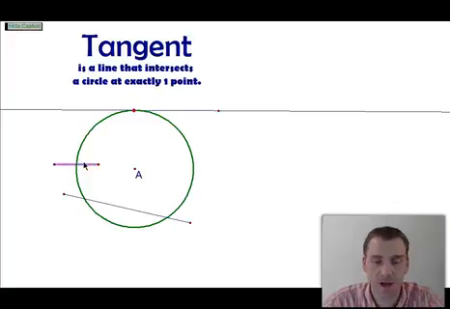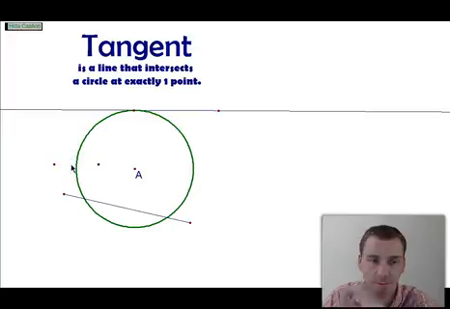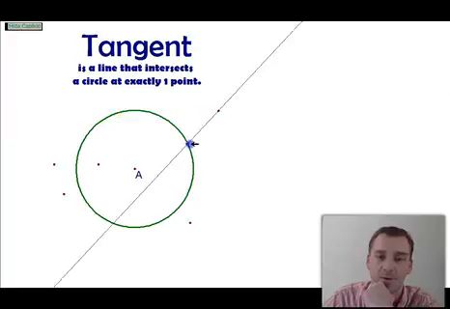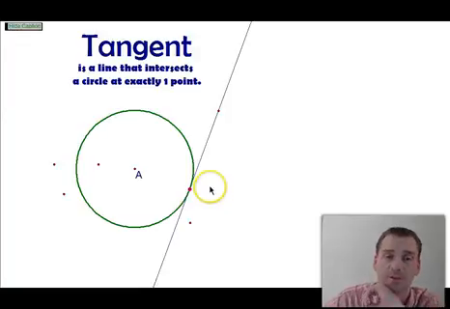This, remember, is not a tangent, nor is this one. But this one up here is, and I can move this around, I can move it over here if I wanted to, right there, great. That is a tangent, because it intersects at exactly one point. That point right there is called the point of tangency.